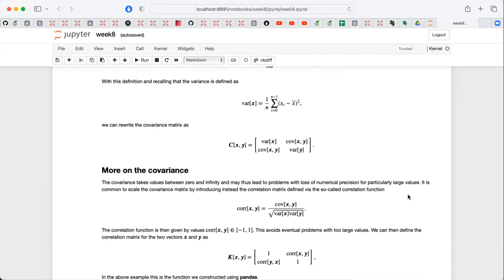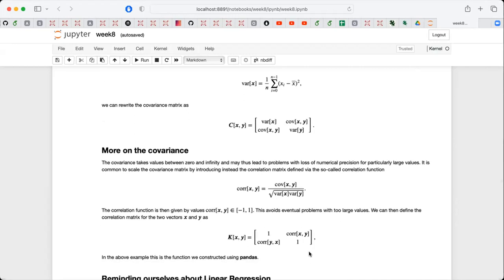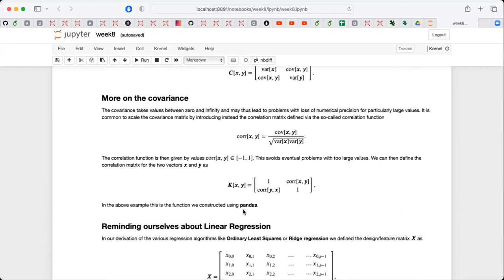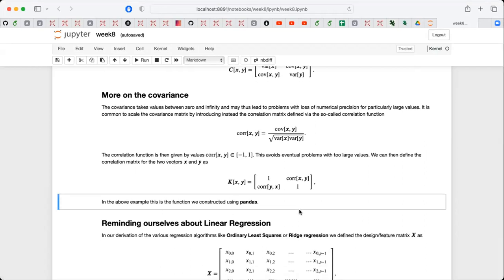And it's common to scale the covariance by introducing what's normally called the correlation matrix. This correlation matrix is given by the covariance divided by the square root of the variance of x times the variance of y. So that means that you get 1s along the diagonals, and then you just have a smaller number along the non-diagonals. It's pretty common to do that in case you have variables which fluctuate largely. Below here, there are just examples on how you construct these functions.